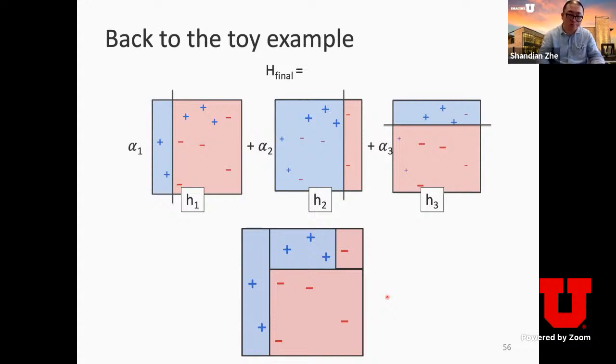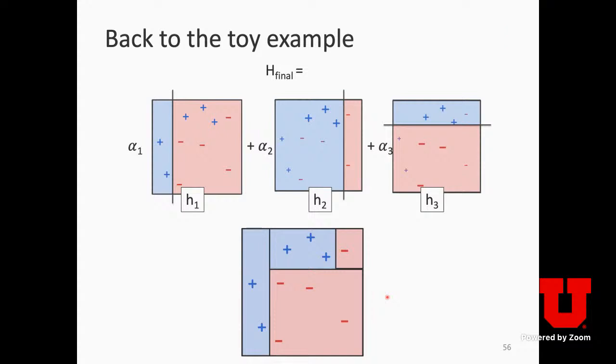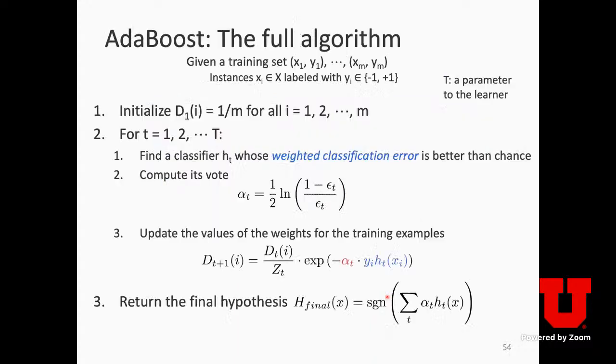So any questions so far? Yeah, I have a question about the votes, the alpha values. What is that exactly? When you show it visually on the next slide, what does that mean in terms of weighting the different classifiers? Is it essentially saying how confident we are that that classifier is doing its job?